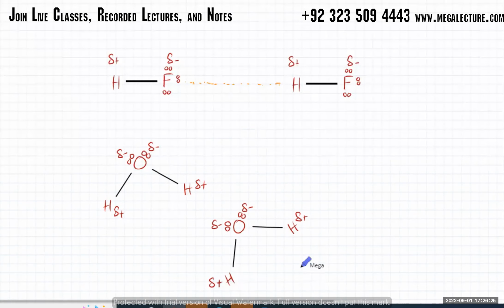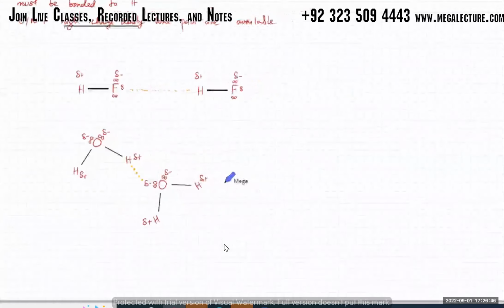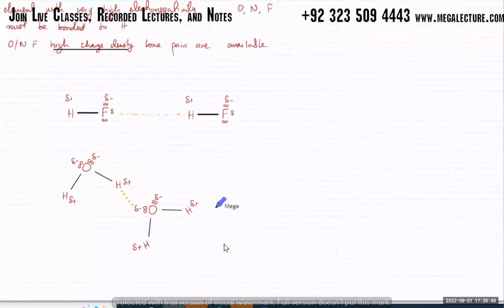And the same thing will happen, the positive H will get attracted. अब इसमें वही ख्याल रखना है कि the positive H will get attracted to the lone pair, to the negative lone pair. So you have to show this. I mean, you have to be very careful when you draw this. वो sketch करने को कहेंगे, so you have to be very careful about this.